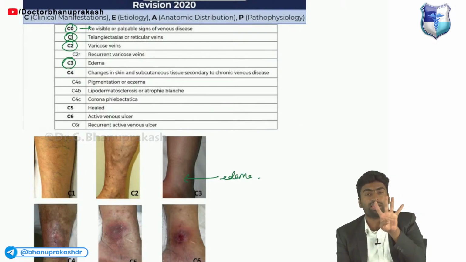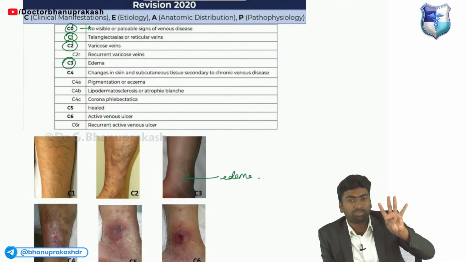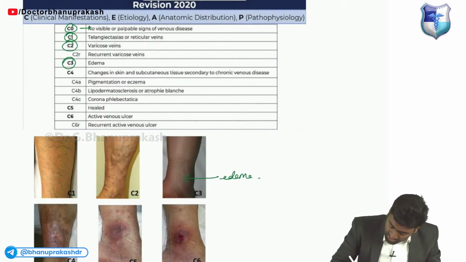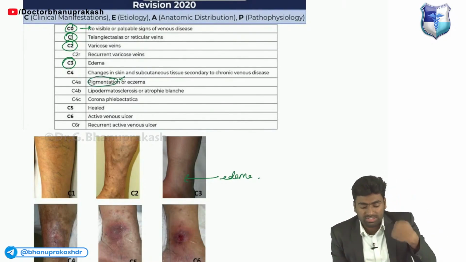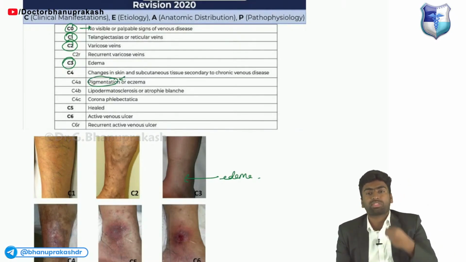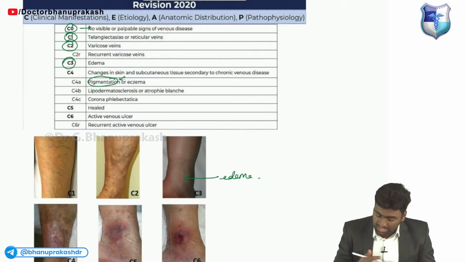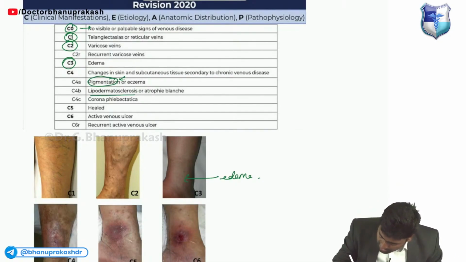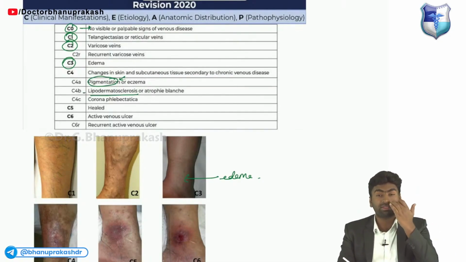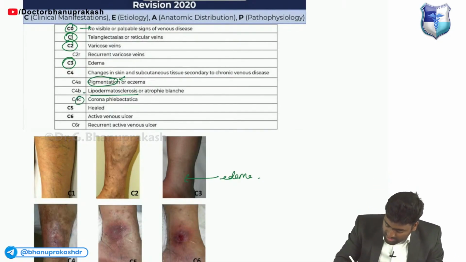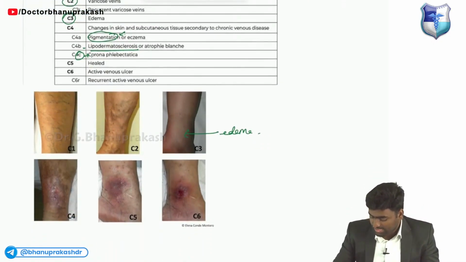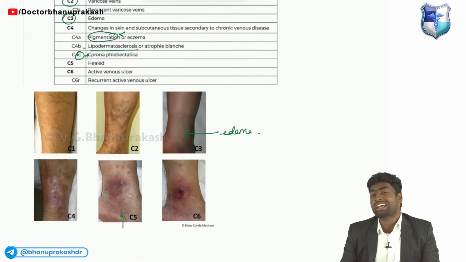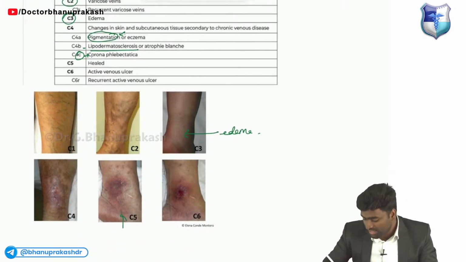Fine. And C4A, initially, if there is any venous pooling, there will be formation of pigment. So the first one is pigmentation. If there is pigmentation, then the macrophages will come and form scar inflammation. It is known as lipodermatosclerosis. In C4B, it will form lipodermatosclerosis. And C4C causes corona phlebectatica. And C5 is the healed ulcer, whereas C6 is the active ulcer.